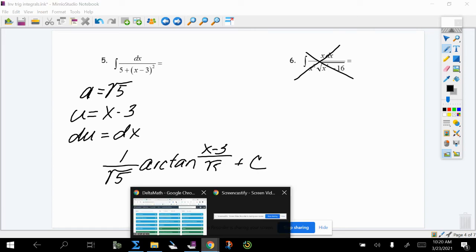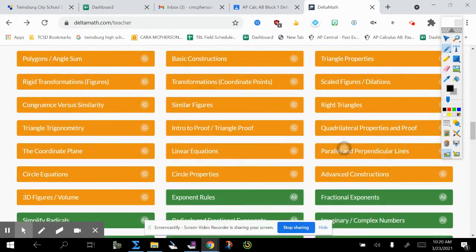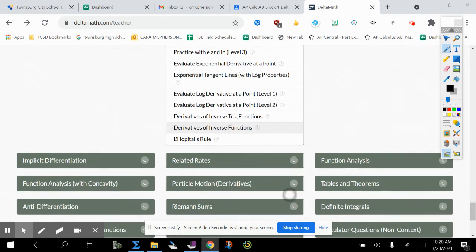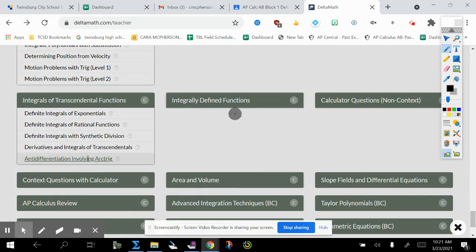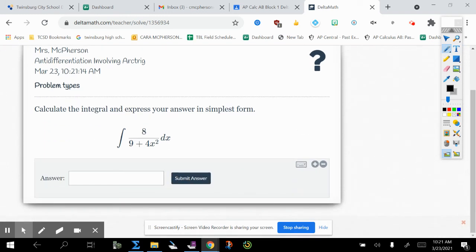So let me show you what Delta Math is going to do, just so you get to see it. On Delta Math, let me just pull one up. It is derivatives of inverse functions. Nope, not that one. I want integrals of inverse functions. Here we go. They are going to ask for you to write your answer in simplest form. So with this one, your u is going to be, let me mark this one up a little bit.